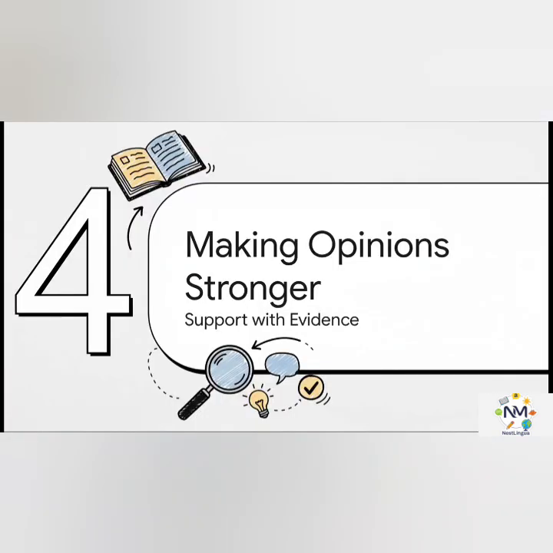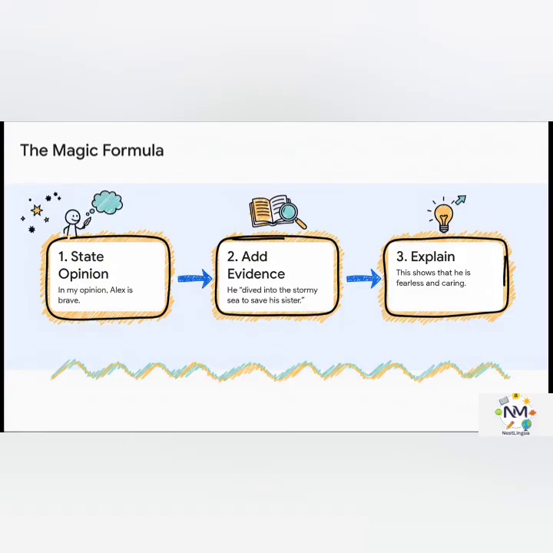All right, you've learned how to state your opinion and how to respond to others. Now it's time for the most important part, making your opinion not just good, but really, really strong. This is the secret formula right here. It's a simple 3-step process. Step 1, state your opinion clearly, just like we practiced. Step 2, add evidence. This is huge. You need to back it up with a fact or an example from the text. And step 3, explain your evidence. This is where you connect the dots and show why your evidence proves your point.